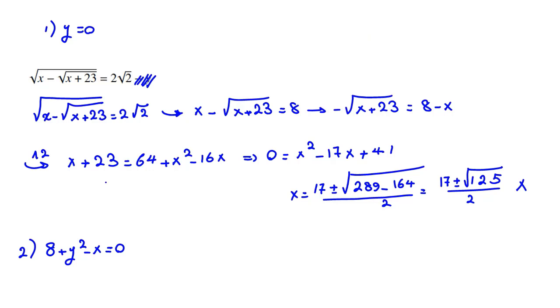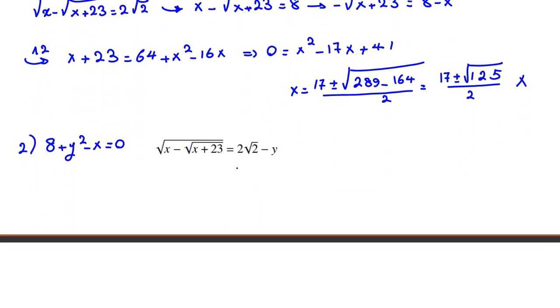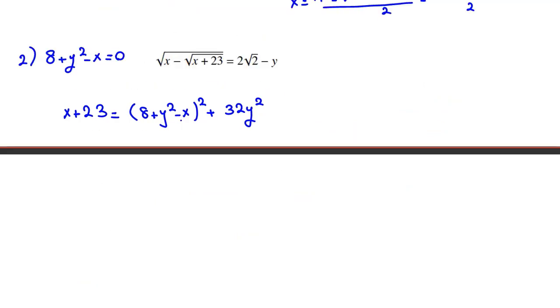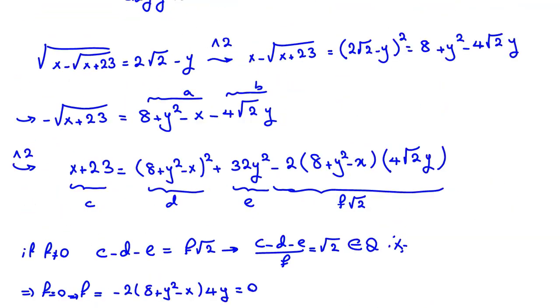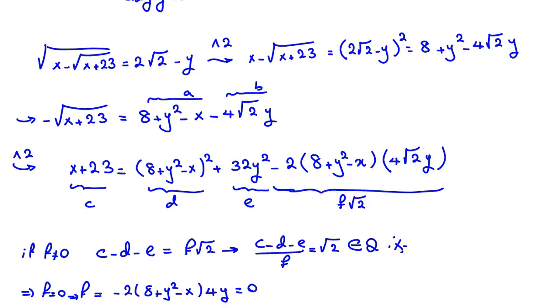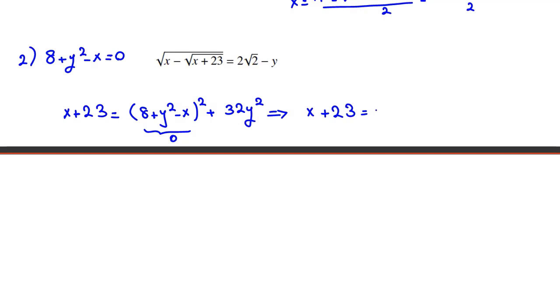Now again, let's work on the main equation. In this case, 2 root 2 minus y equals that. And now we can also do something. When this part is 0, we have this part. So let me copy. Okay, 8 plus y squared minus x is 0. So this part is 0. x plus 23. Look, what I did was this part is 0, so we have this equality. I've copied and pasted here. So this one is 0, x plus 23 equals 32 y squared.